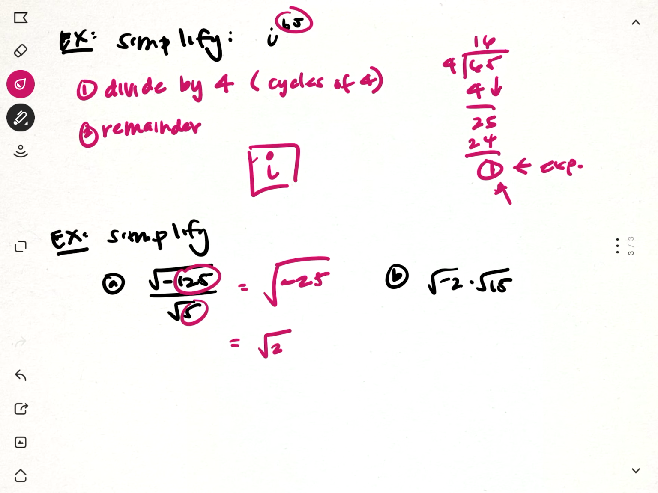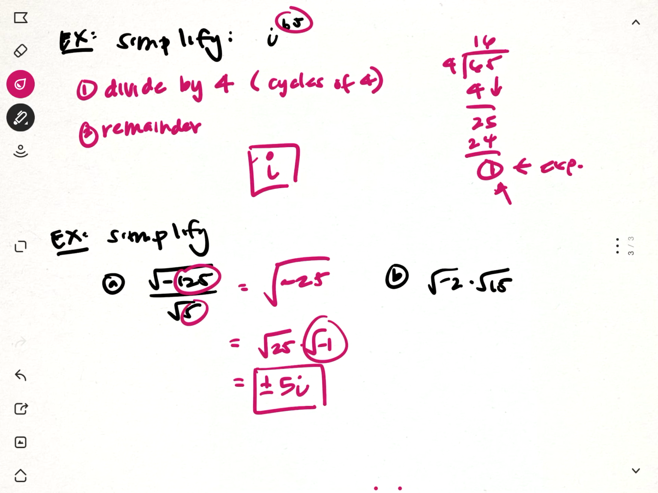Okay, and then we're going to do this. We said we can rewrite this as square root of 25 times square root of negative 1. So square root of 25 is 5, and then square root of negative 1 is i.